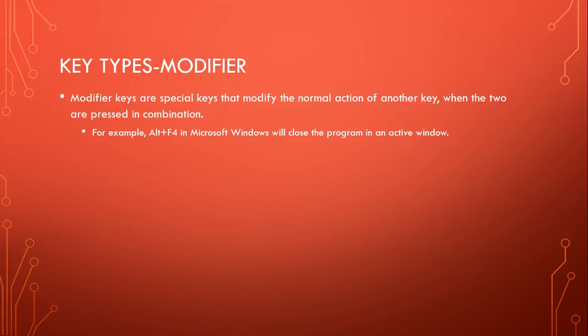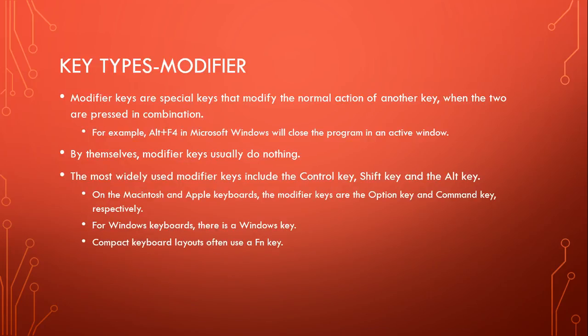Next, let's talk about modifier keys. Modifier keys are special keys that modify the normal action of another key when the two keys are pressed in combination. For example, if I press Alt F4 in Microsoft Windows, it will close the program in an active window. By themselves, modifier keys usually do nothing. So if I just press Alt right now on my keyboard, it's not going to do much. The computer will recognize that Alt's been pressed, but it's not going to do anything because it's waiting for a second key or third key to be pressed.